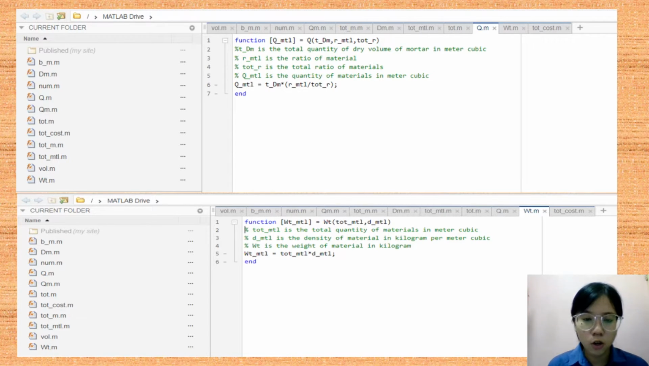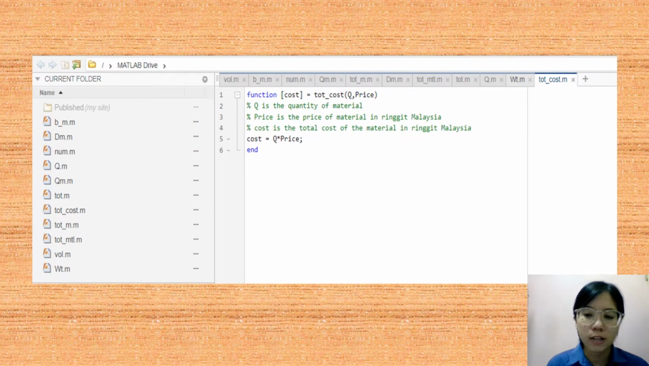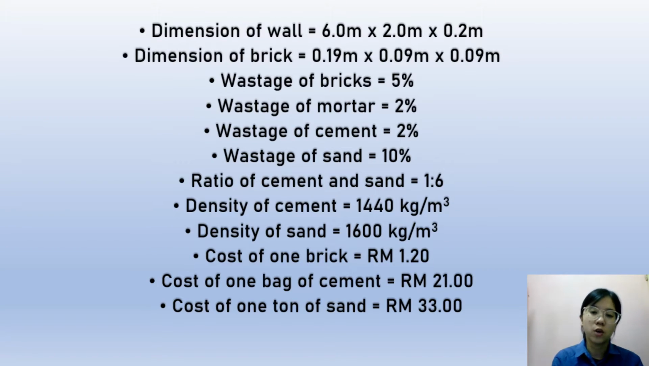Then the function below is used to calculate the weight of the materials, which are sand and cement, by the total quantity of materials times the density of the materials. Lastly, we use the last function to calculate the costing of the materials by the quantity of the materials times the price of the materials in Ringgit Malaysia, so that we can get the total cost of the materials. This is one of the examples that we use as the input data to test our function for our program, and finally we will get the output of the result for the calculation.